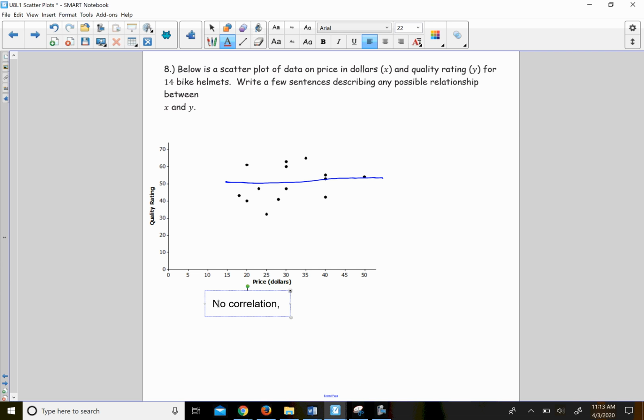So if there's no relationship, we can't really say that because X increases, Y automatically increases or decreases. If there's no correlation, we can say there is no relationship between the price or the cost that you pay and the quality of the bike helmet. Kind of a surprising finding based on those 14 bike helmets.